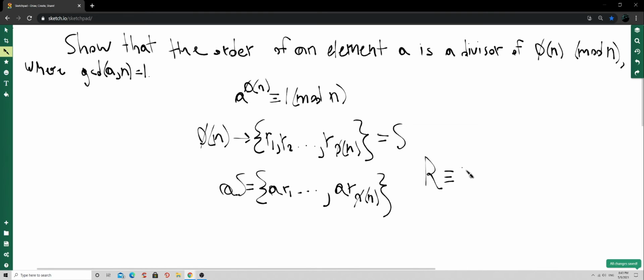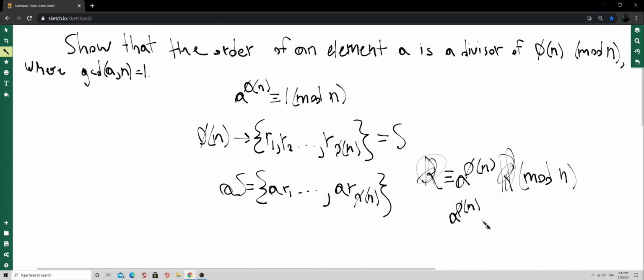So we have R is congruent to, and how many a's do we have? Well, we have a to the phi of n a's times R mod n. And since all of these elements are coprime to n, R is also coprime to n. So R has an inverse, and we can cancel these out. And that finishes the proof, because we have a to the phi of n is congruent to 1 mod n. Okay, so that is what we wanted to show.